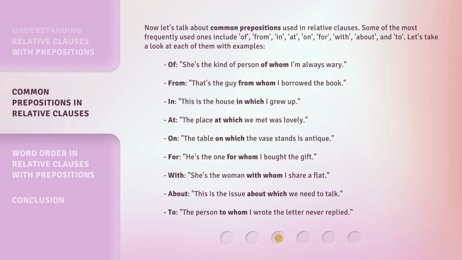For: he's the one for whom I bought the gift. With: she's the woman with whom I share a flat. About: this is the issue about which we need to talk. To: the person to whom I wrote the letter never replied.